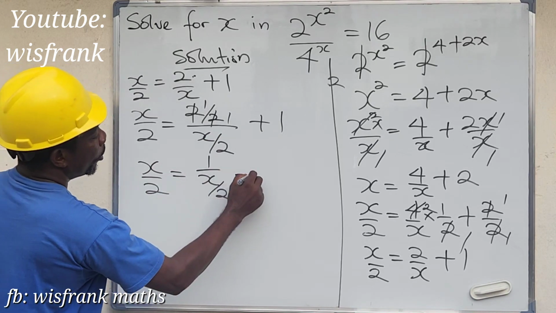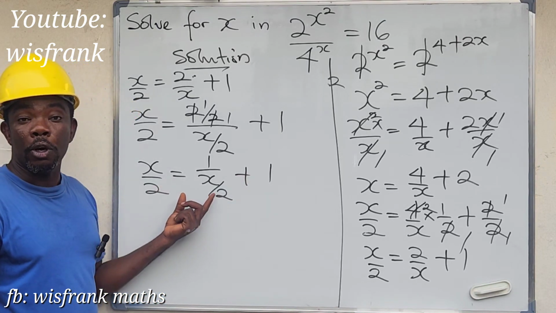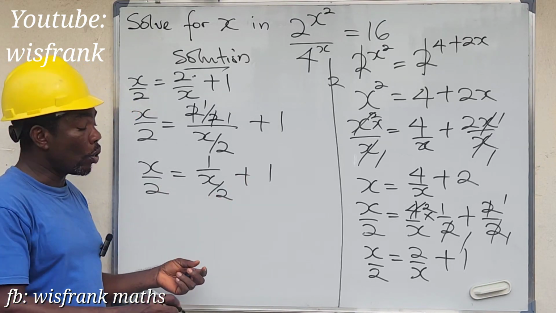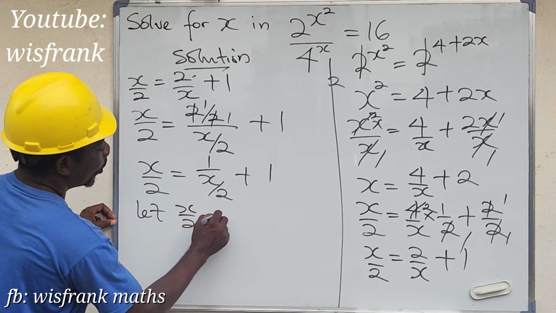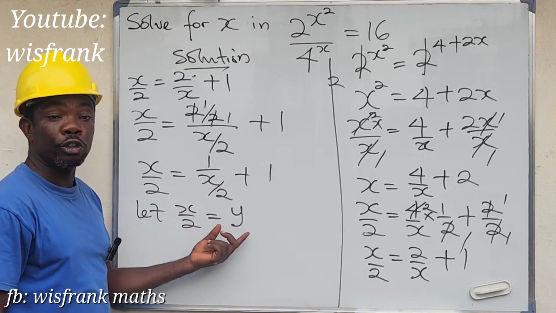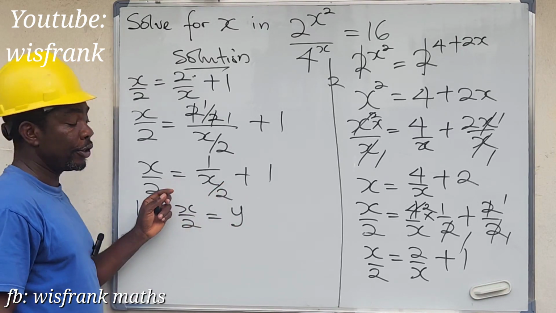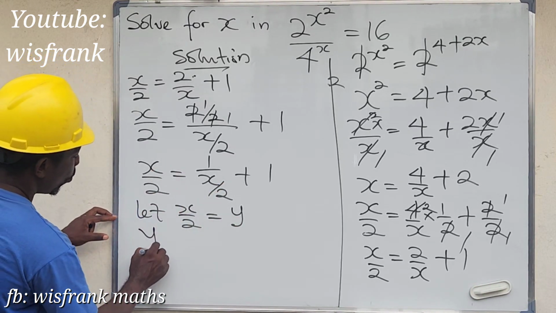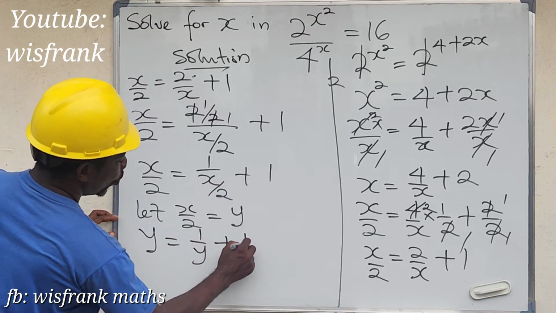Here, plus 1. You can see that we have x all over 2 here, and we also have x all over 2 here. So what we are going to do is say, let x all over 2 equal y. We substitute y for x all over 2 in this expression, so we have y equals 1 all over y plus 1.